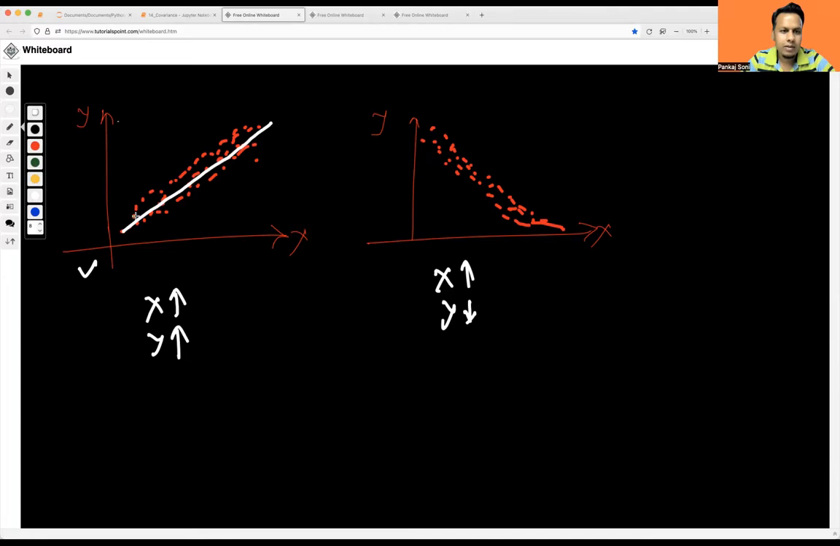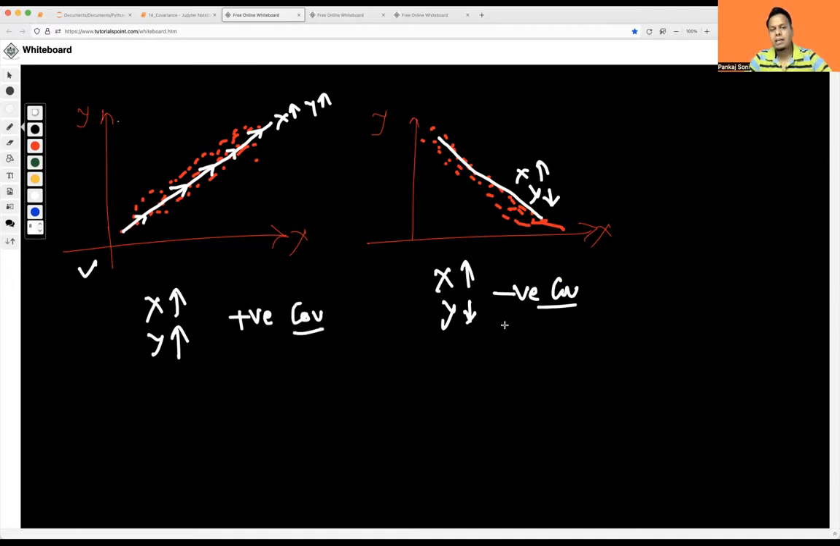This clearly shows that when x is going high, y is also going high; x and y both are going high. Whenever you plot a regression line here, x is going high but y is going down. So whenever x is going high and y is also going high, this is known as positive covariance. And when x is going high but y is going down, it is called negative covariance. I'll show with the help of the formula also how exactly this is calculated. Then you will easily understand how the mathematical function works. Just by looking at the graph, you'll say this is positive correlation and this is negative correlation, by just seeing up and down.